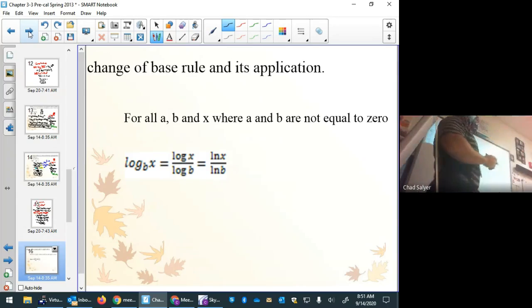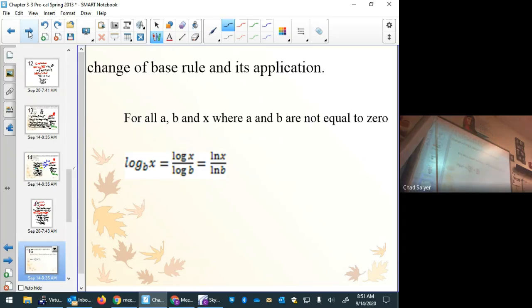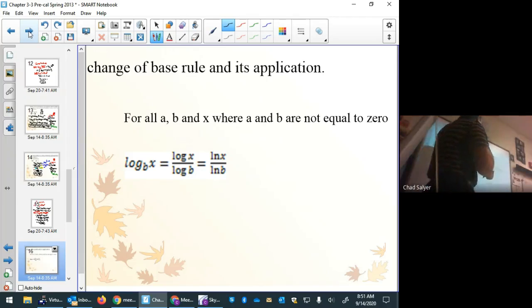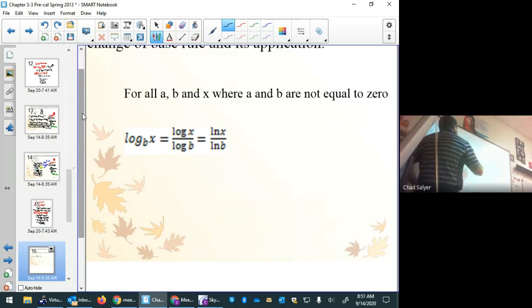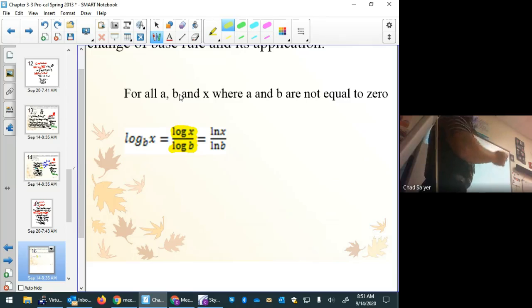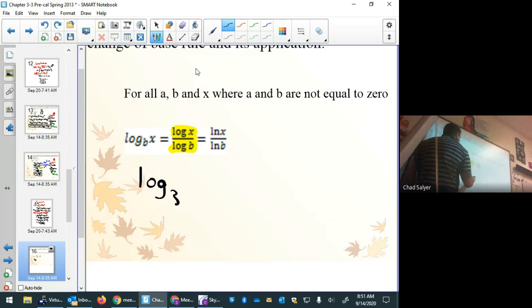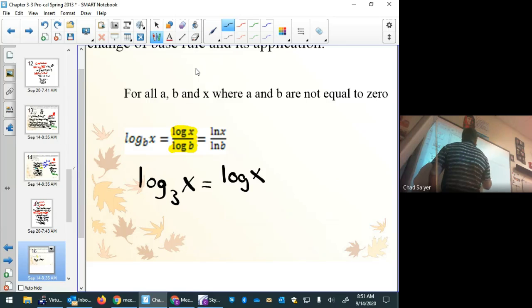So, the change of base rule. Remember I told you guys I was going to give you an algebraic trick, if you watched the video, that allowed you to write any logarithm in your calculator. Well, here is the trick: the change of base rule. If I have log base b of x, that's equal to log of x over log of b. You can use natural log as well, it doesn't matter. Any log of the argument over any log of the base. So for example, if I wanted to write log base 3 of x in my calculator, I would write that as common log x over common log 3.